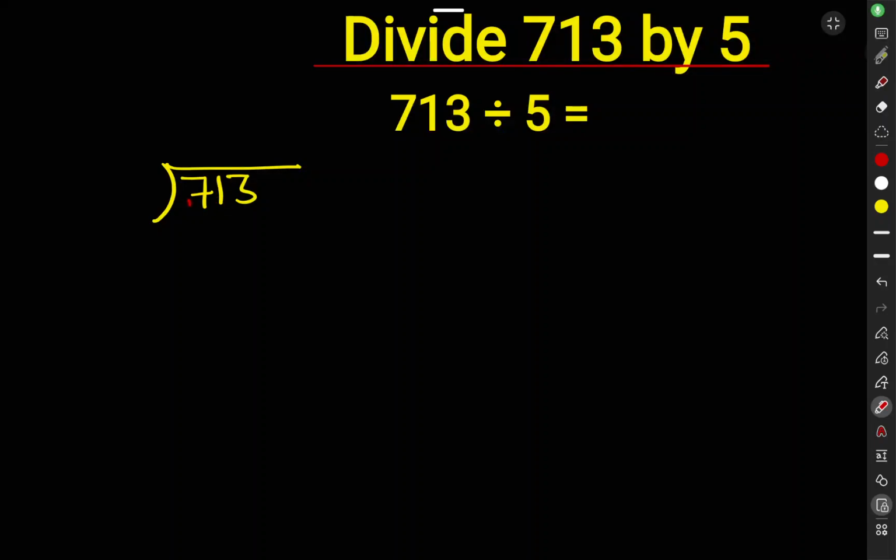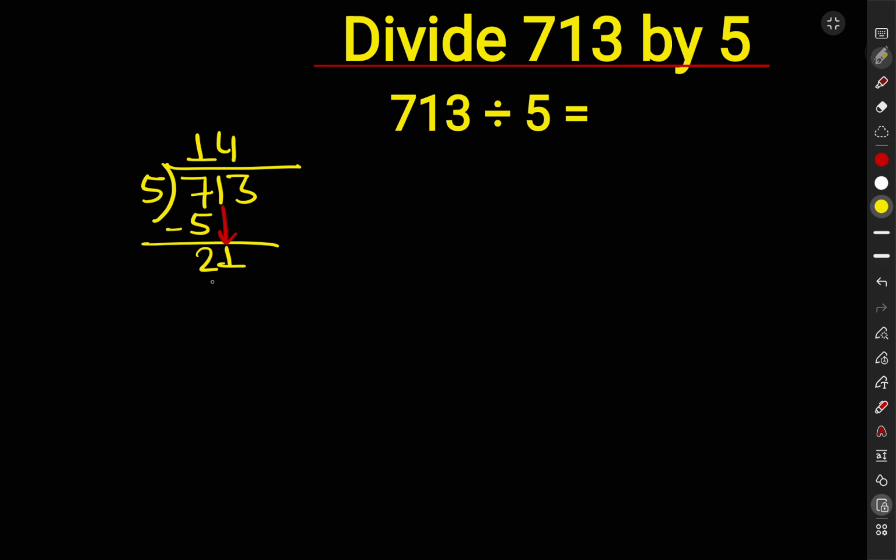We divide 713 by 5 in a long division method. 5 times 1 is 5. On subtracting, we get 2. So now we put down this 1 and it is 21.